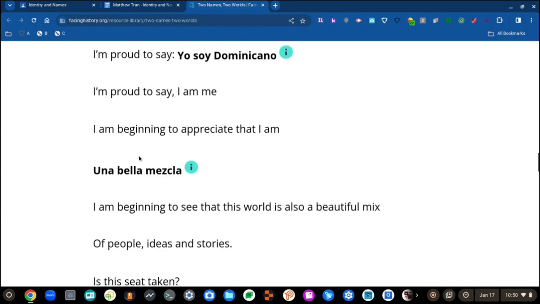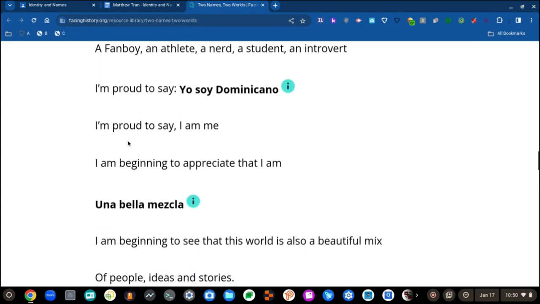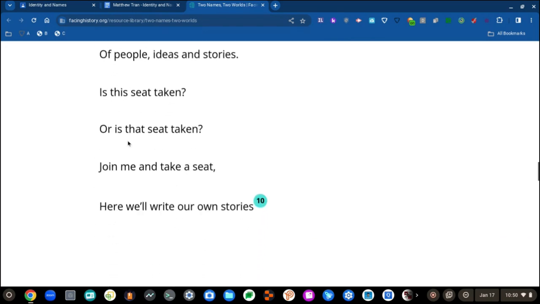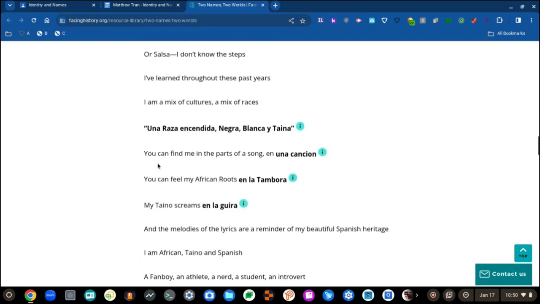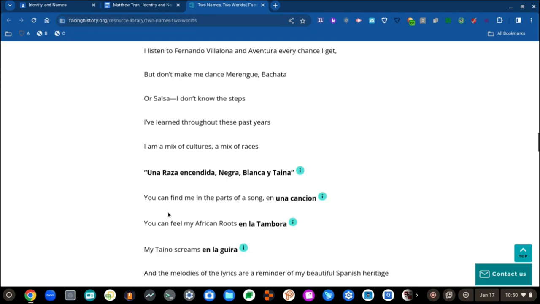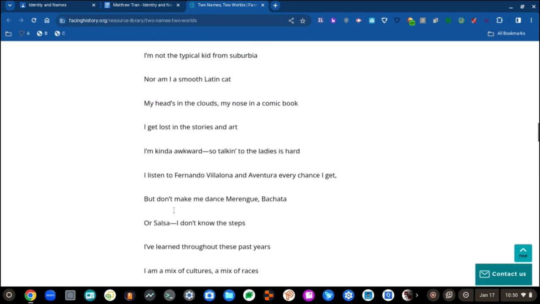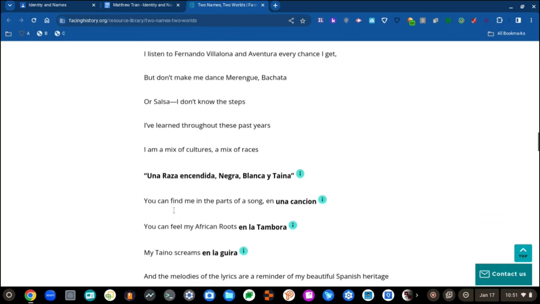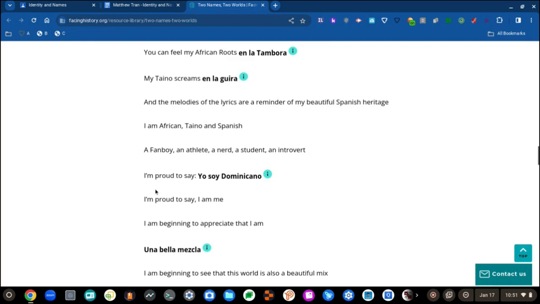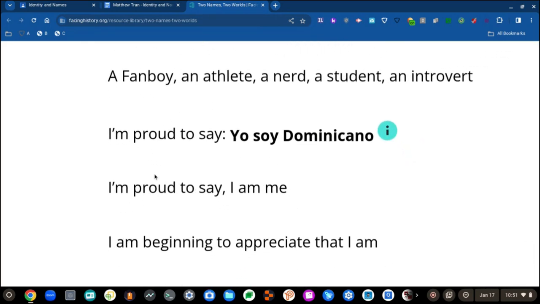I'm a mix of cultures, a mix of races. Nice. You can find me in the parts of a song and you can feel my African roots, my Taino screams, and the melodies and lyrics are a reminder of my beautiful Spanish heritage. I am African, Taino, and Spanish. A fanboy, an athlete, a nerd, a student, an introvert. I'm proud to say I am me.